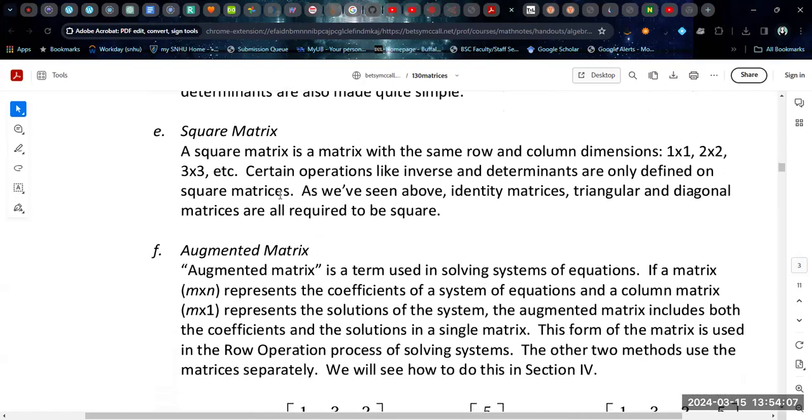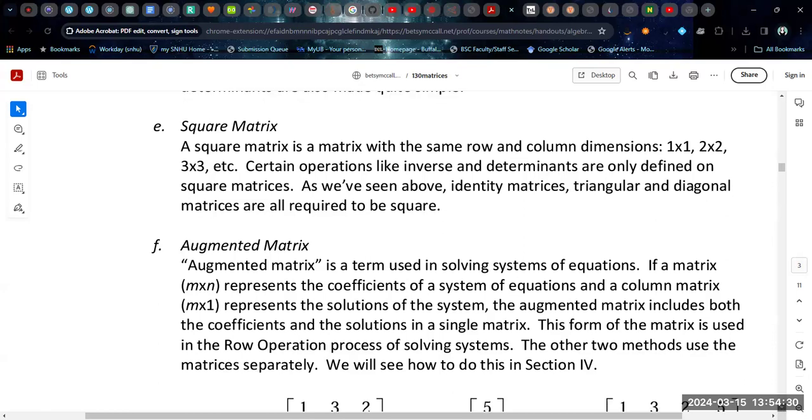Now, any matrix that has both the same number of rows and the same number of columns is referred to as a square matrix. Some kinds of matrices have to be square, like identity matrices. Not all matrices are required to be square, but triangular and diagonal matrices are types of square matrices.